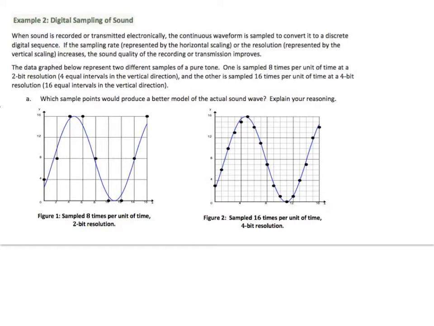When sound is recorded or transmitted electronically, the continuous waveform is sampled to convert it to a discrete digital sequence. If the sampling rate, represented by the horizontal scaling, or the resolution, represented by the vertical scaling, increases, the sound quality of the recording or transmission improves. Okay, stop there for a second.